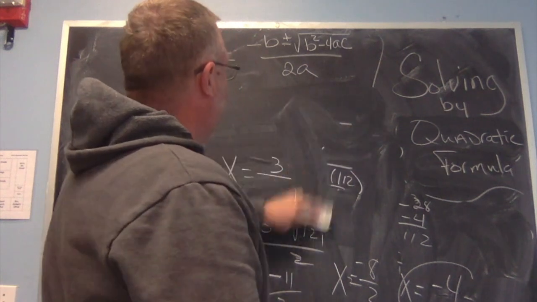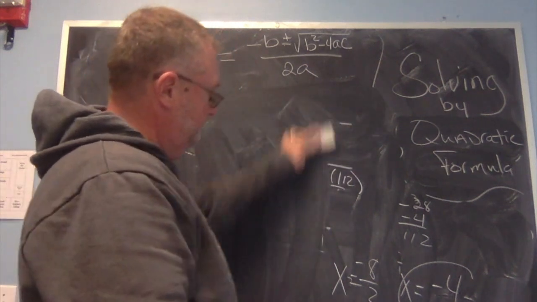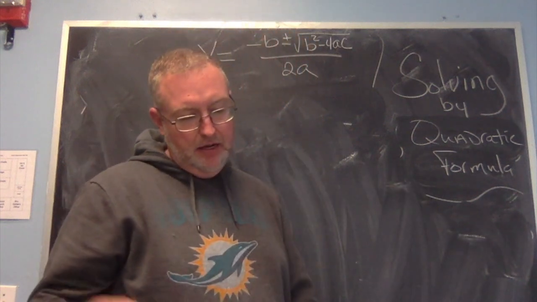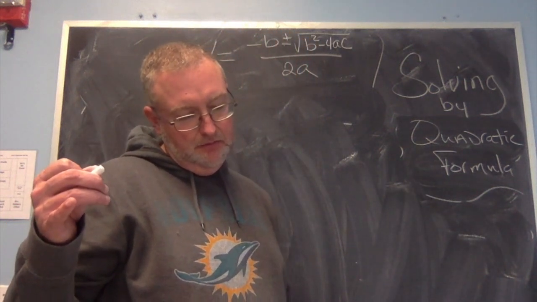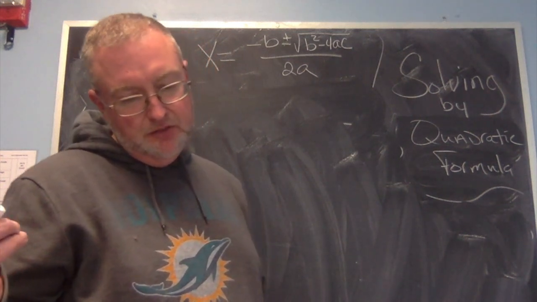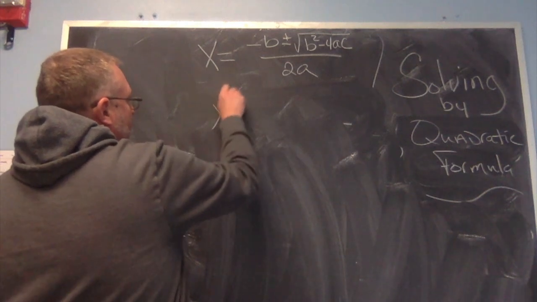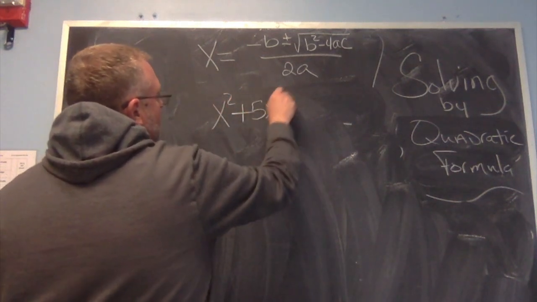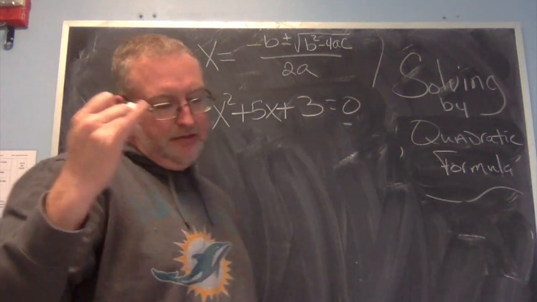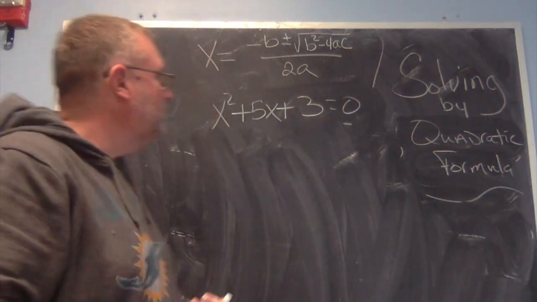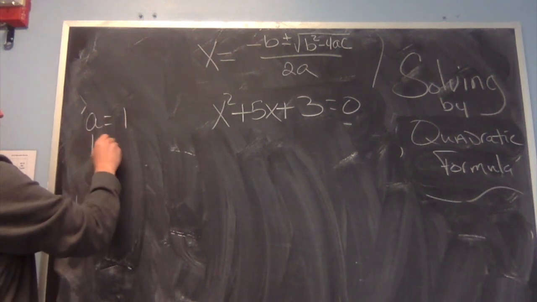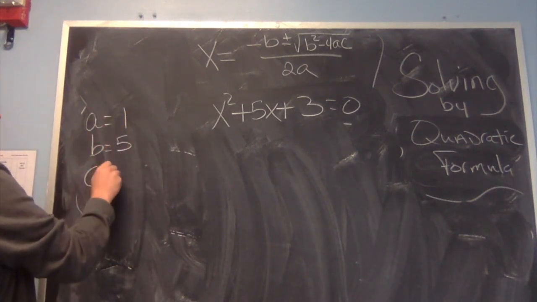That's my quadratic formula right there. I said 15. Let's do 15. I have x squared plus 5x plus 3 equals 0. Now, it's already in the right form, so I need to find out what a equals. What does a equal? 1. What's b equal? 5. What's c equal?